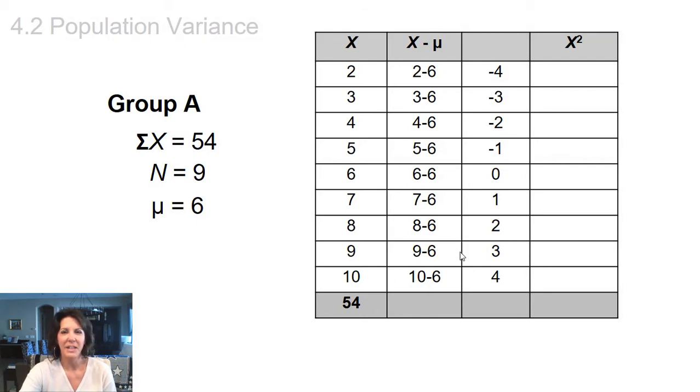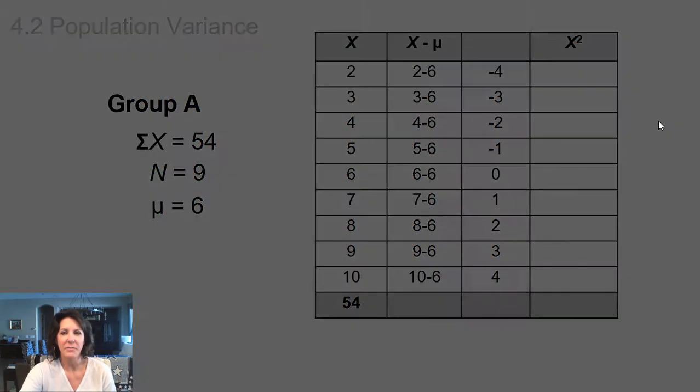So you might not even need this column right here. You might be able to just kind of do it in your head. 2 minus 6 is -4, 3 minus 6 is -3, etc. All right, so the next step according to our sums of squares formula is then to take these deviation scores and square them. So that's what we're going to do next.